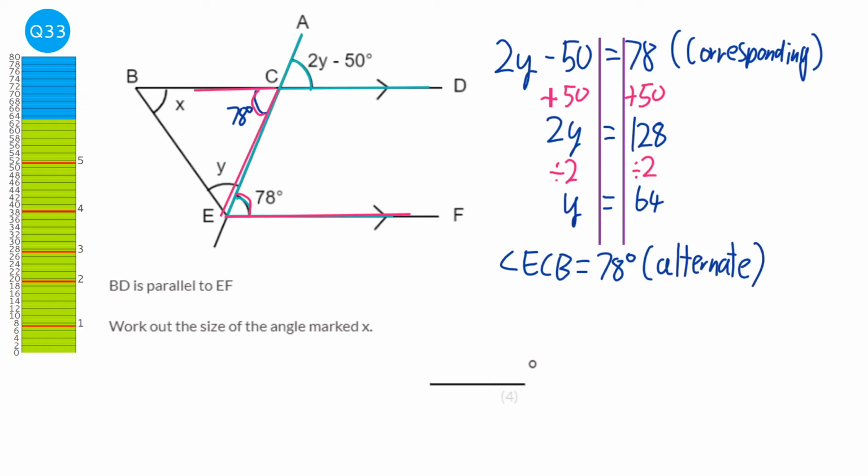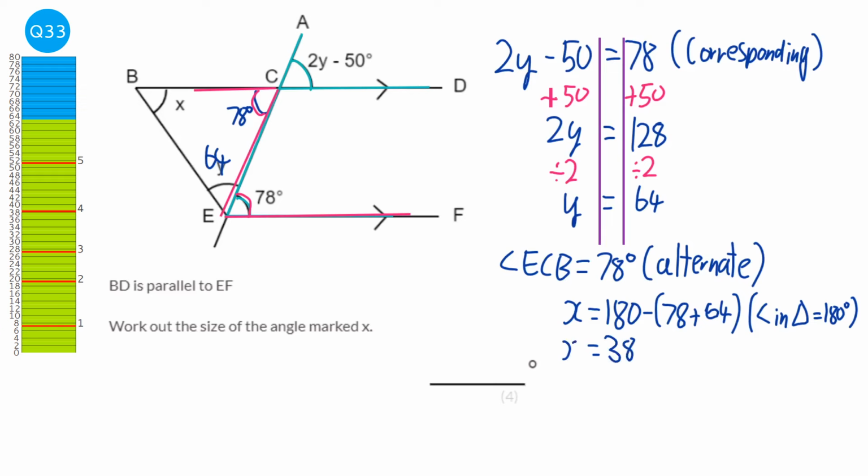And then finally, if we know this is 78 and we know that this is 64, because we know what y is, then we can work out what x is. So x equals 180, angles in a triangle, take away the 78 we know and the 64 we know. And the reason for that is angles in a triangle add up to 180 degrees. Just make sure you write down all the reasons as you go. When we take away the 78 and the 64 from 180, you get 38. So x is therefore 38 degrees.